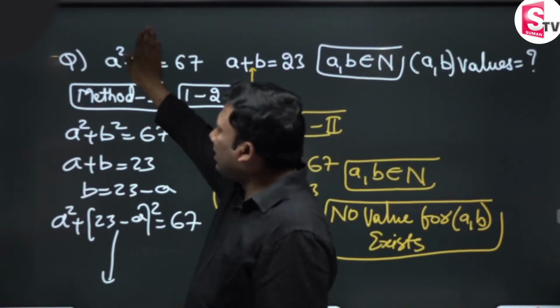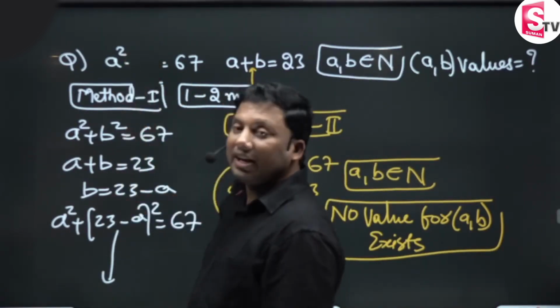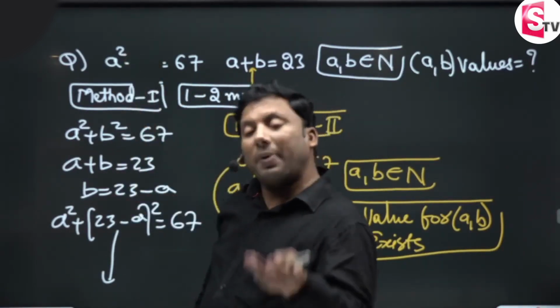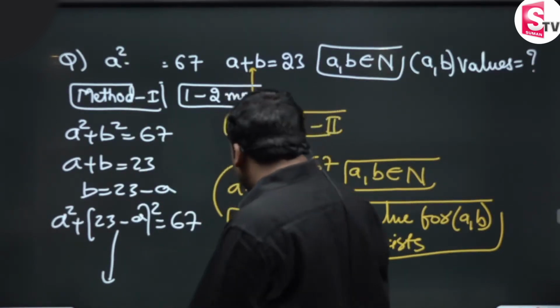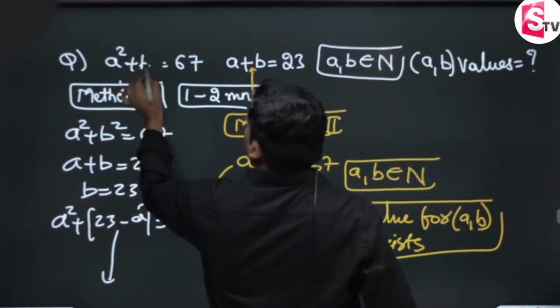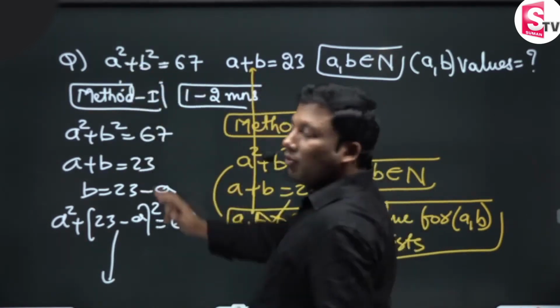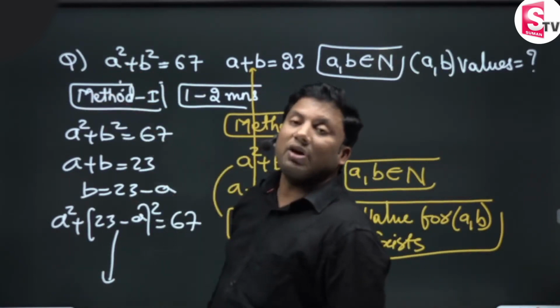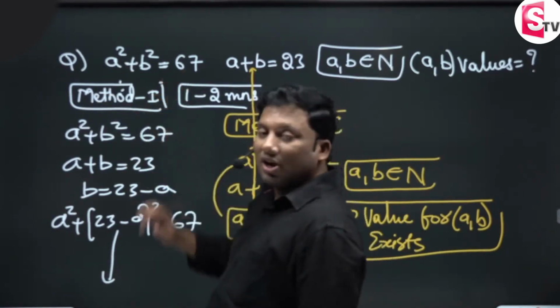If I take a square equivalent to 67, the upper limit of a is 8. It cannot take beyond 8. If it takes 9, it is 81 plus a positive value, so it cannot be 67.